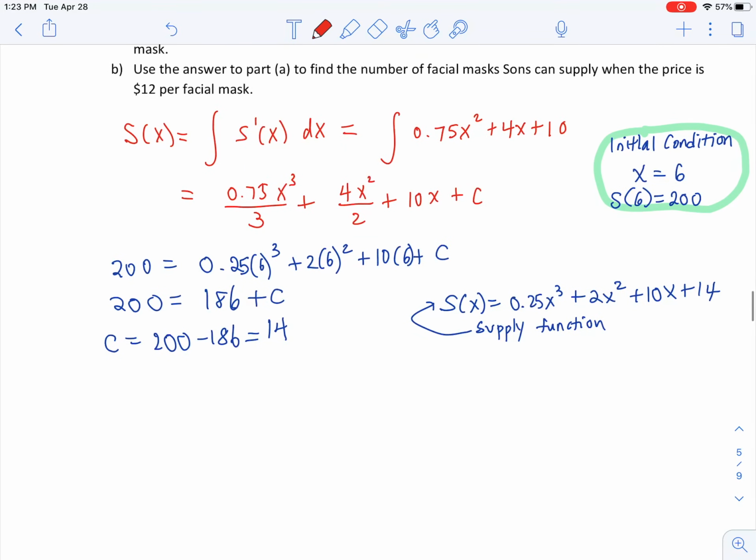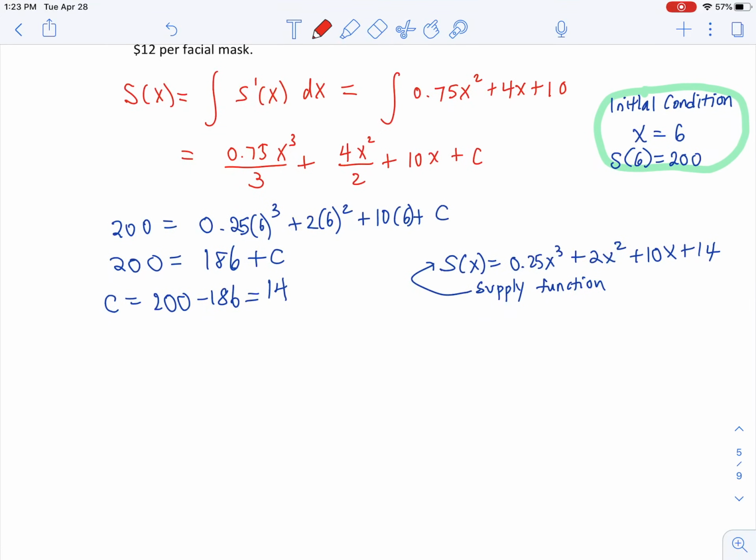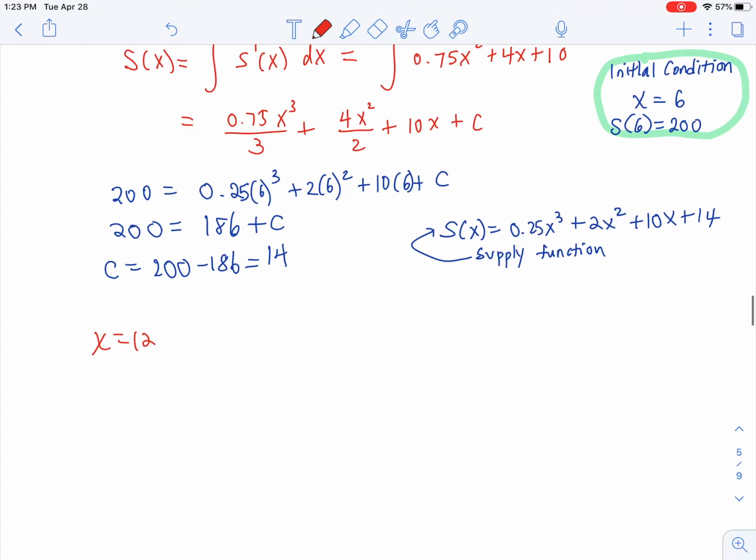Okay. Now, that was part A. Let's start B. Use the answer to part A that we just found. Find the number of facial masks Sun can supply when the price is $12 per facial mask. So if I can charge people more for their mask, I should be able to supply more, I think. So x equals 12 this time. All you're going to have to do is plug 12 into the function: 0.25 times 12 cubed, plus 2 times 12 squared, plus 10 times 12, plus 14. Go ahead and type this into your calculator.